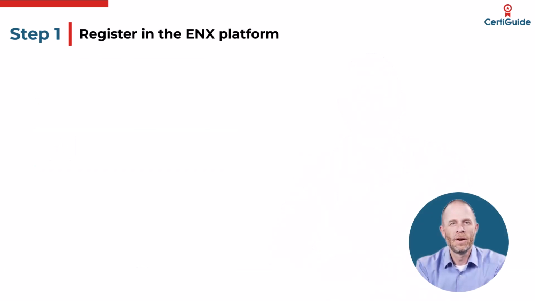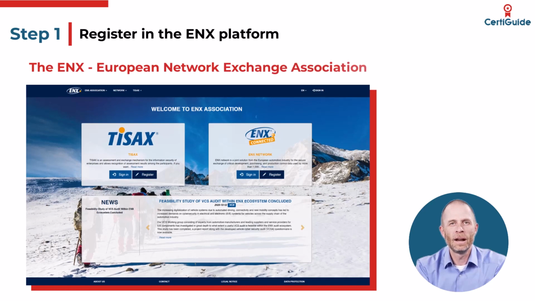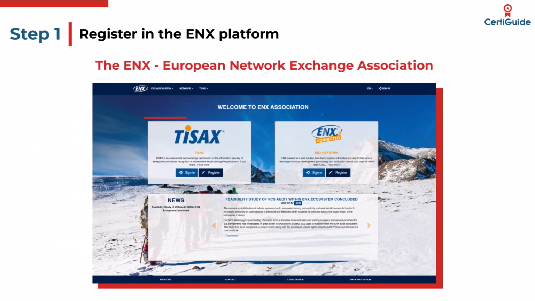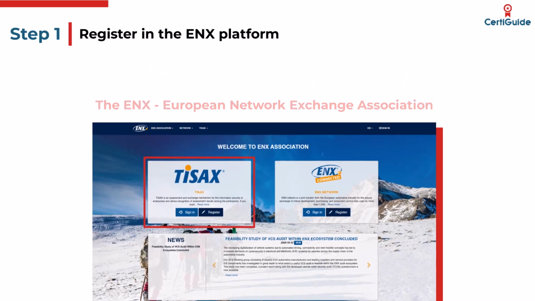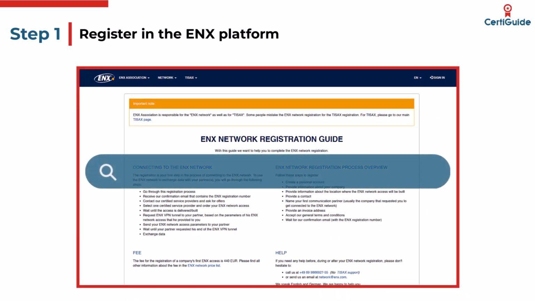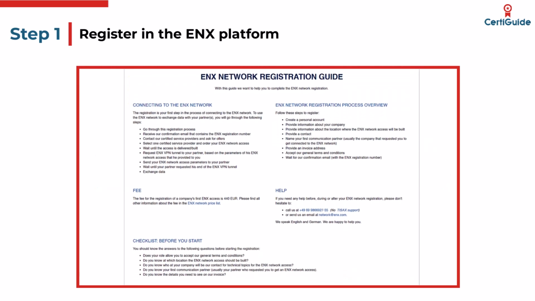Step 1. Register in the ENX platform. The ENX, European Network Exchange Association, is an association of European vehicle manufacturers, suppliers, and other organizations within the automotive sector. This organization is responsible for the continuous maintenance of the TISAX standard, as well as the organizational aspects around it. The ENX Association operates the ENX TISAX portal. The first step on your way to a successful TISAX assessment is the initial registration of your organization in the portal. The ENX portal is the central hub for all organizations that apply for TISAX labels.